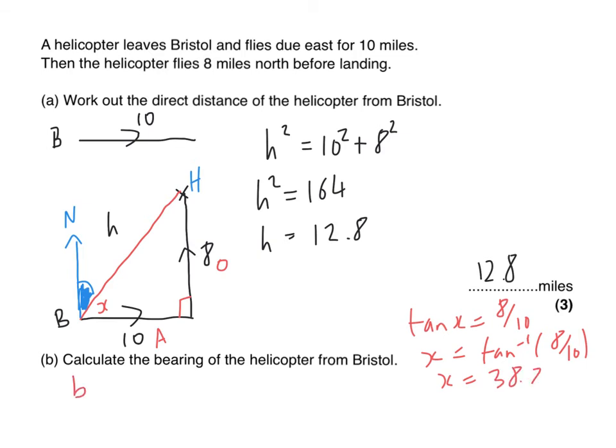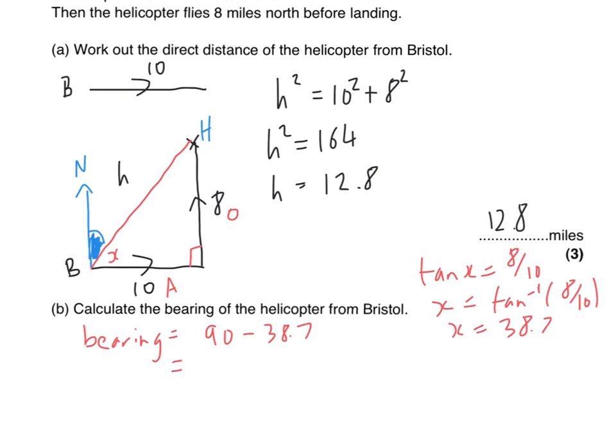And then our answer for the bearing is going to be 90 degrees minus 38.7, which gives you 51.3 degrees. Now a bearing is a 3-figure number, so you go with 0, 5, 1 to the nearest degree.